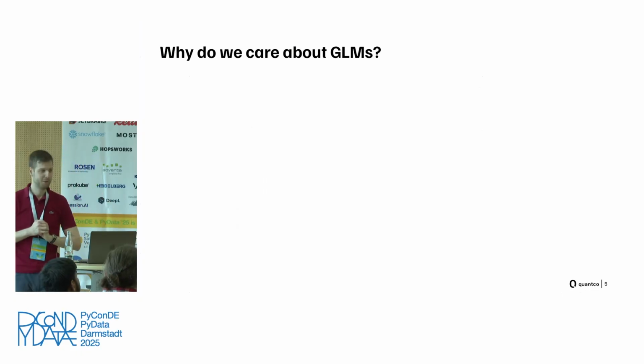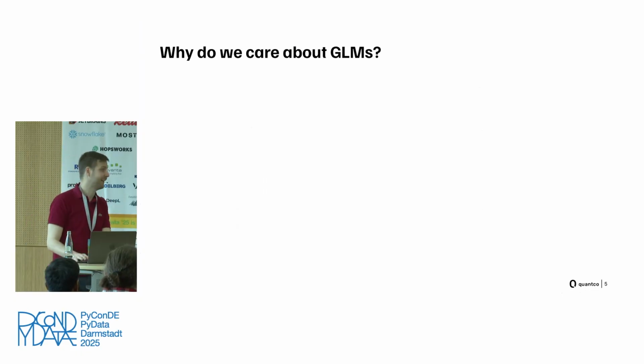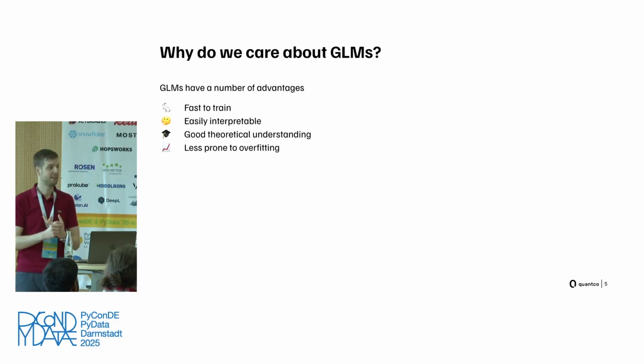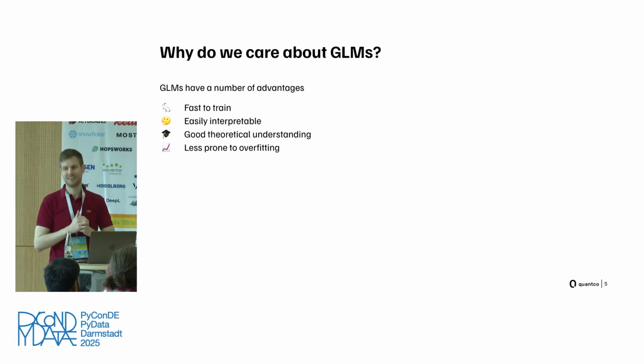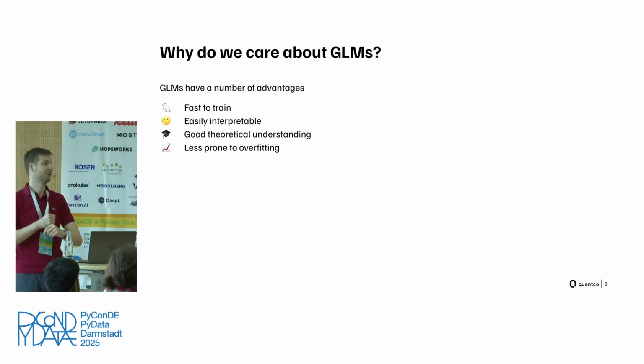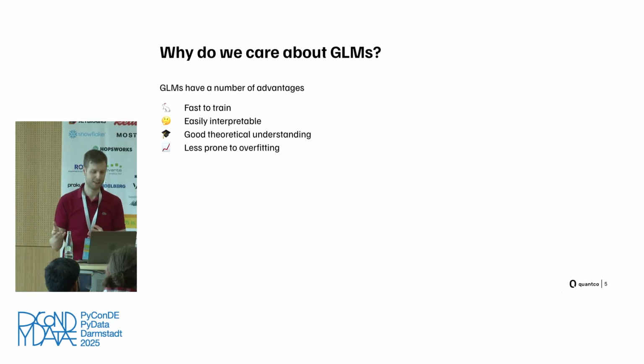Now, why do we care about GLMs? In the era of machine learning, they do have a number of advantages. First of all, they're usually super fast to train, especially if you use Glam. They are super interpretable because you still have a linear combination, so it's easy to understand what the effect of your features is on the outcome.